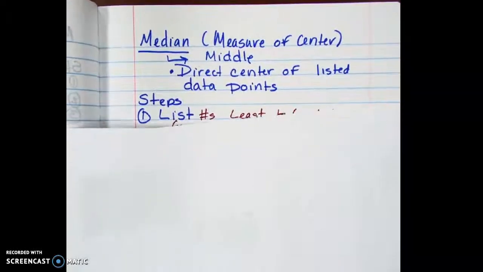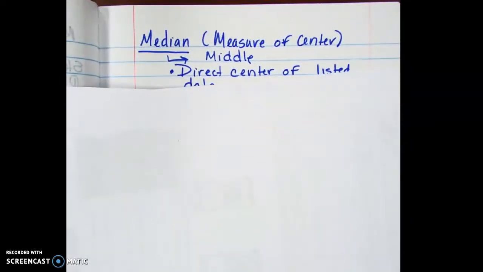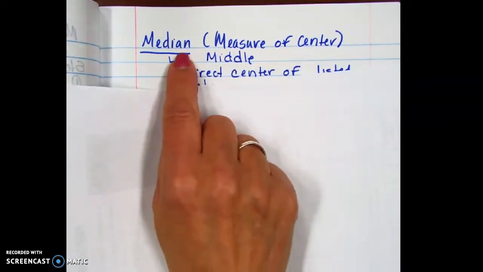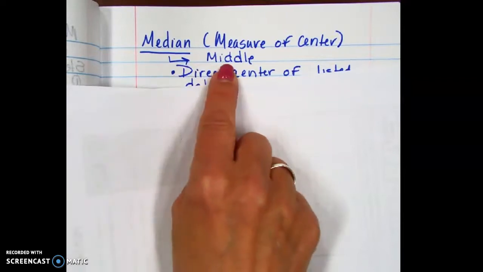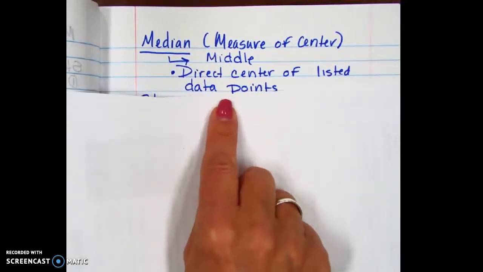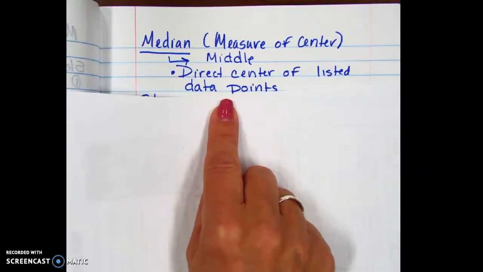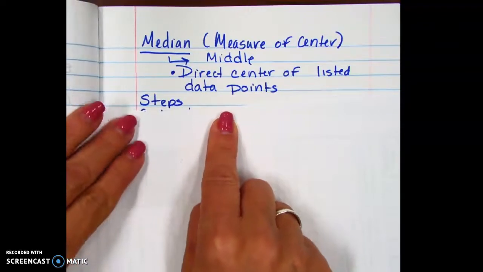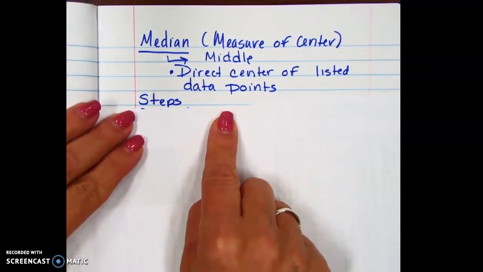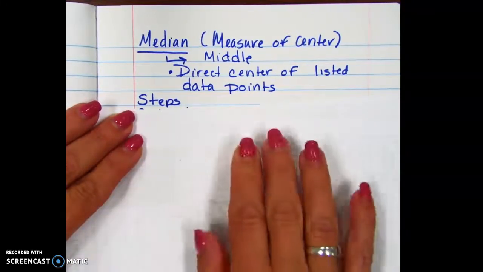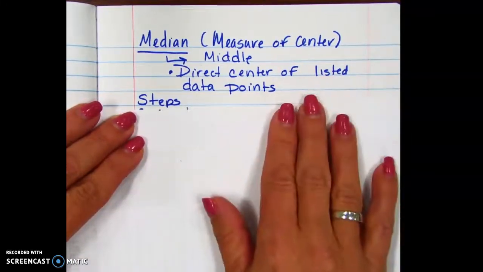Today's lesson is on finding the fourth and final measure of center, which we call the median. The median is the middle, so we're trying to locate the direct center of listed data points, the number that is in the middle. Now, there are certain steps that you really should follow to get to this point, because if not, you could end up with the wrong measure of center.